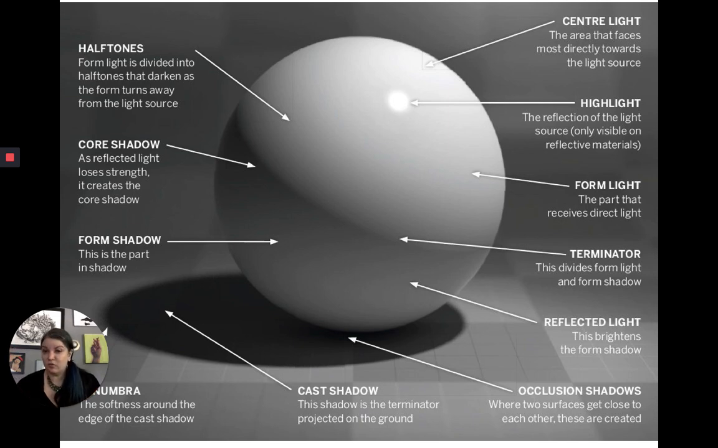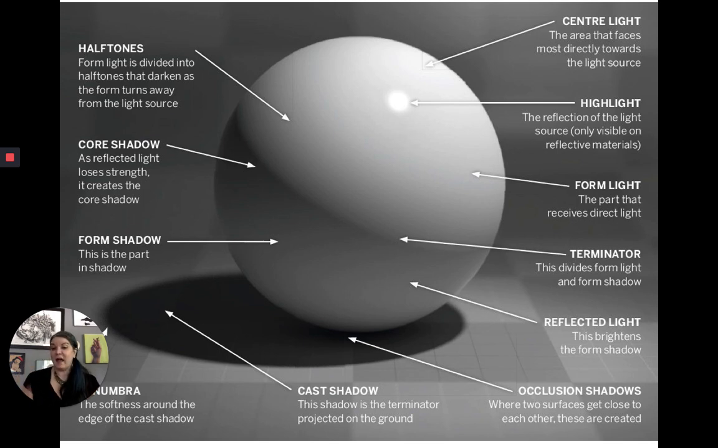We then have the form shadow. So this is the part of the object that is in shadow. So if the light source is coming from here, we have our highlights and lights over here. The form shadow is on this side because it is not receiving the light directly, okay?